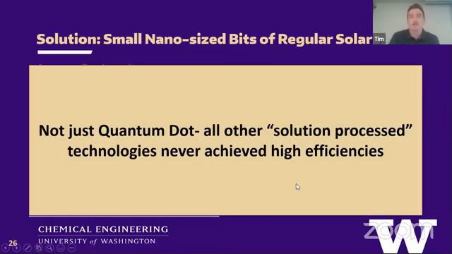There are other types of solution process technologies that followed a different evolution, whether it's CZTS technologies, copper, zinc, tin, sulfide technologies, or organic technologies. They never really achieved the efficiencies they needed to compete with silicon.